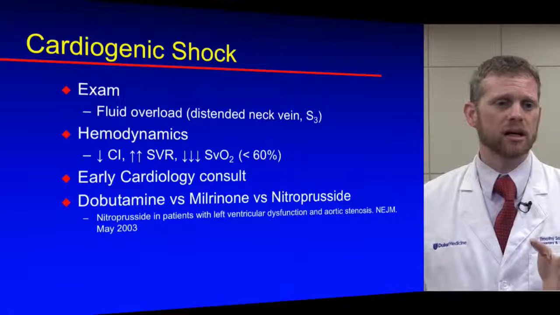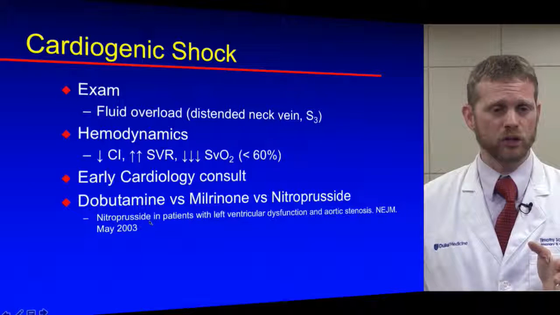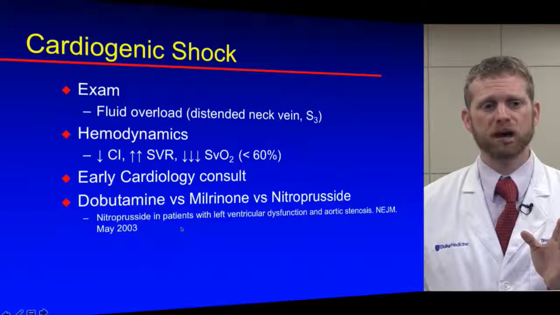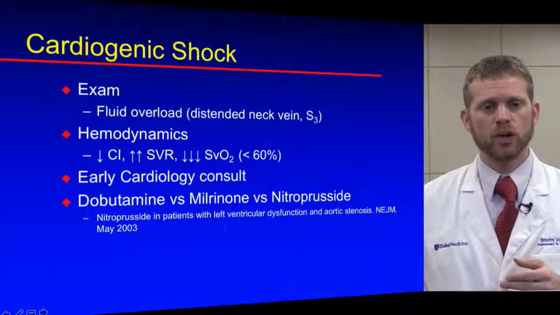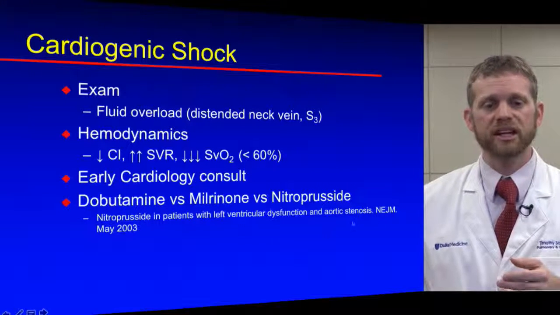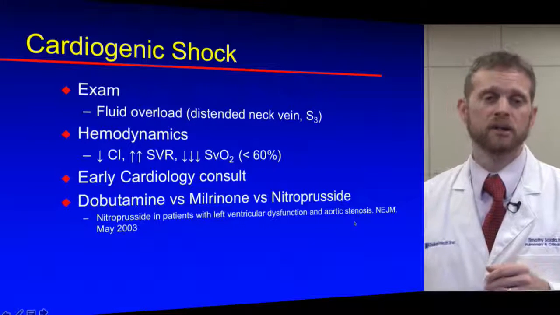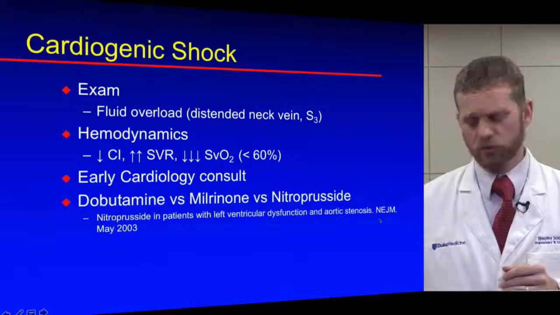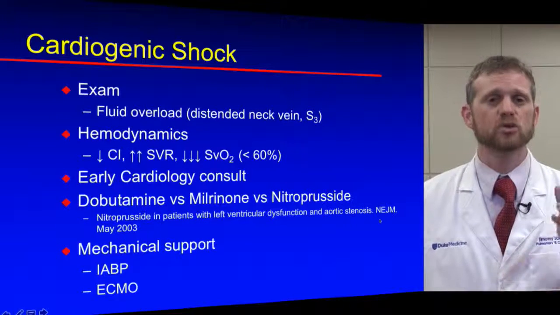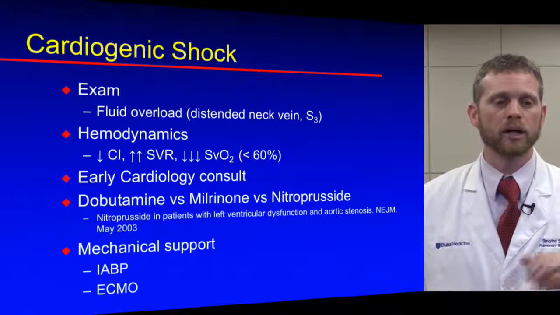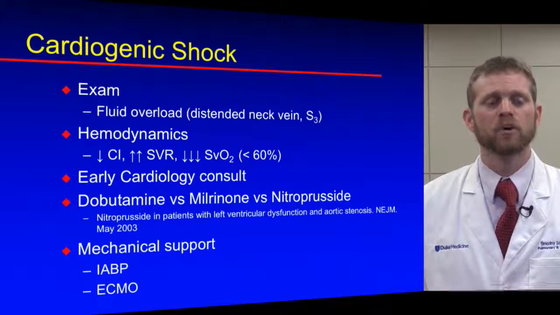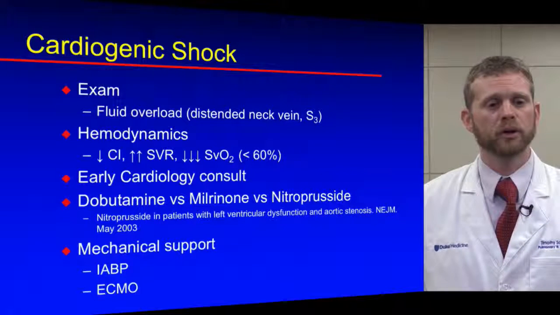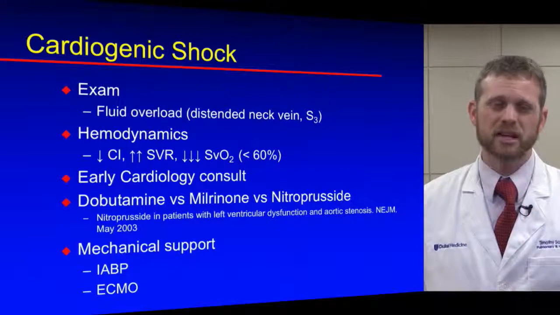There was a study in the New England Journal in 2003 that looked at using nitroprusside to reduce afterload in patients with significant aortic stenosis. So you're going to want to talk to a cardiologist about doing that. Also, the reason to get a cardiologist involved is because these patients may need mechanical support, either by use of an intra-aortic balloon pump or extracorporeal membrane oxygenation, in this case VA ECMO.